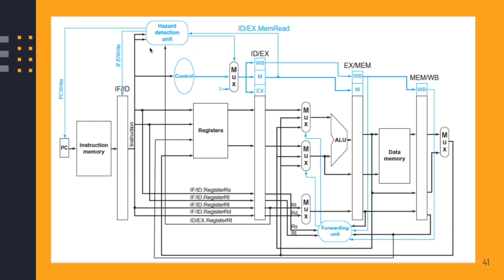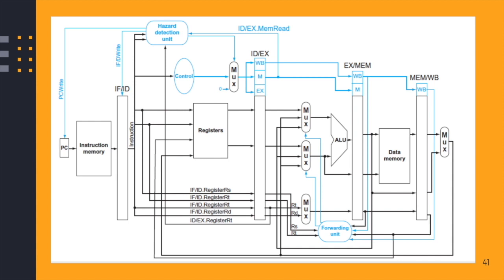So let's go one by one. The PC write output is, now I'm in the hazard detection unit. I detected that there is a hazard and I need to stall. These outputs are the guidelines to stall, okay? They are the sequence to stall. They will perform the stalling.